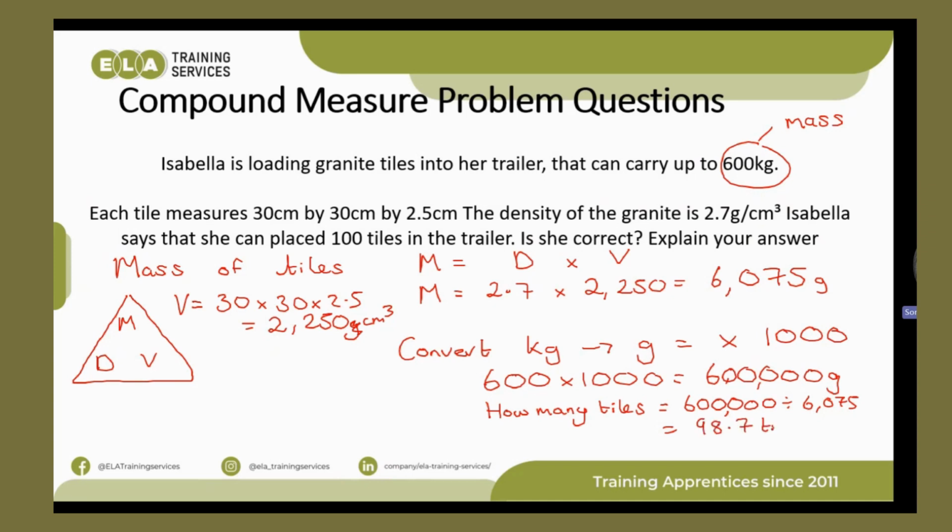98.7 tiles, or 98 tiles. So Isabel says she can place 100 tiles. Is she correct? No, it will only hold 98.